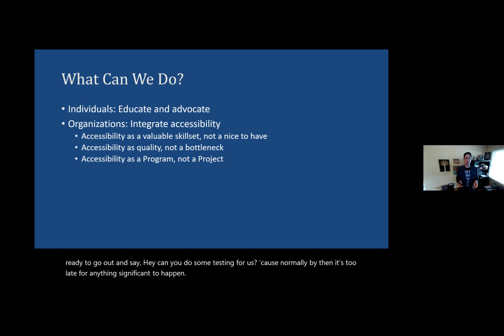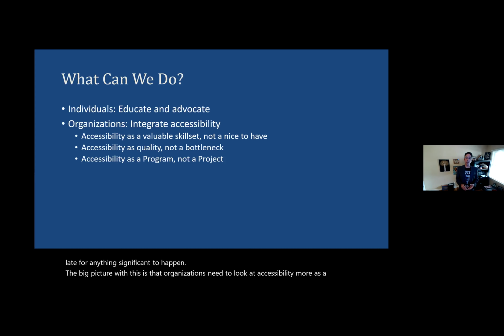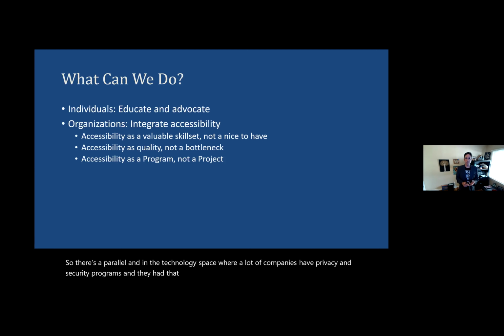The big picture with this is that organizations need to look at accessibility more as a sustainable program than as a standalone project. So there's a parallel in the technology space where a lot of companies have privacy and security programs. And they have that because nobody wants to be the next one that's hacked, right? And that's something that organizations invest in, and they view the skills as valuable. They see it as an indicator of quality. And so we need to look at accessibility more that way and make sure that all of us that contribute to the web have the support to build the skills that are relevant for us to help make our little slice of the technology space more accessible and have fewer barriers.